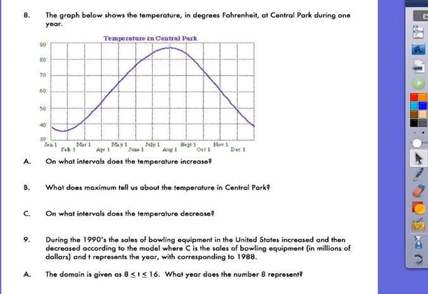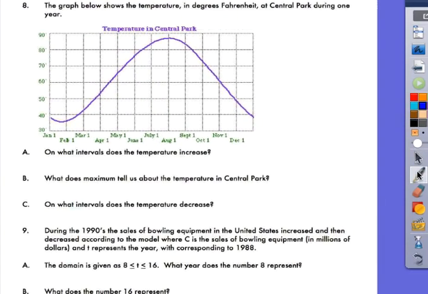The graph below shows the temperature in degrees Fahrenheit at Central Park during 1 year. On what intervals does the temperature increase? Okay, so you can see that it increases all the way up to here, right? Where does it start? February 1st? Is that where it starts increasing? No, like in the middle between January, like the 20th. Yeah, it really starts increasing around here, doesn't it? It's okay that it's not directly on one of the dates. We can estimate the date for that.